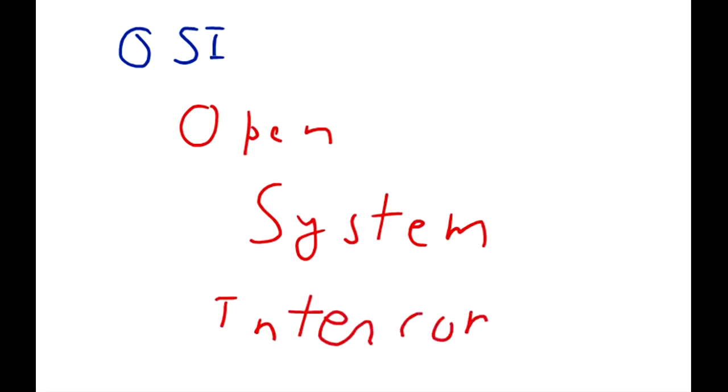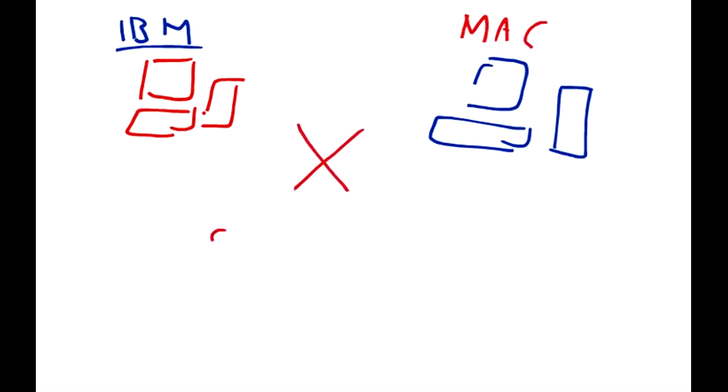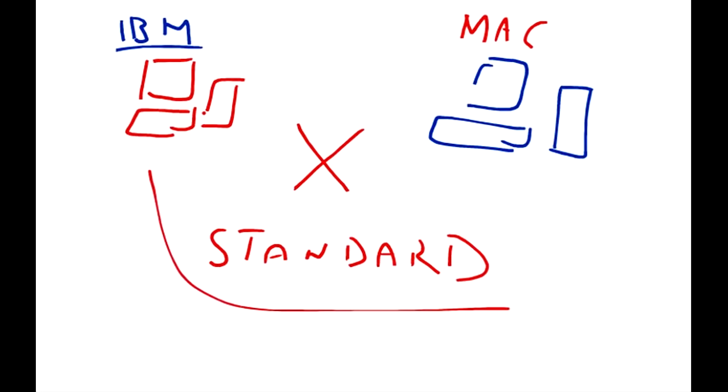A little history about the OSI model. Back in the 1970s, there were different manufacturers of computers and computer networking, and they all were using their own protocols to communicate between two devices. But the problem was that if a system was developed by IBM, then it could not communicate with a system developed by Macintosh, because there were no standard protocols available to communicate between computers by different manufacturers.